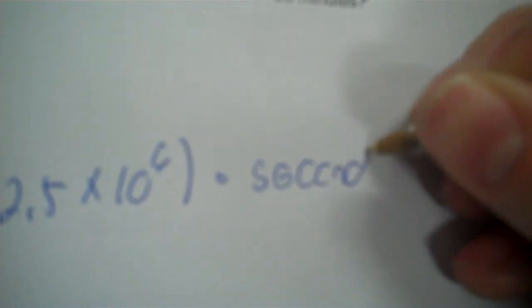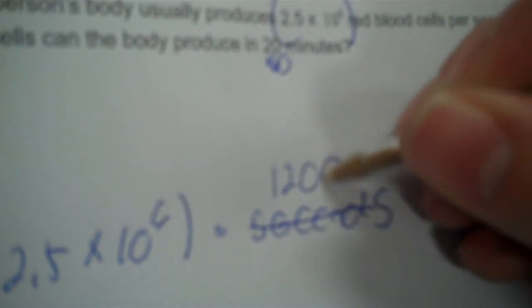Okay, then the last problem, this might be on the test, it might not be. A person's body usually produces 2.5 times 10 to the 6, that's a scientific notation number, red blood cells per second. How many red blood cells can the body produce in 20 minutes? So you take that scientific notation number, and per second means you just times it by seconds. We don't need to use variables and equations to solve this. Now if that's minutes, every one of those minutes is 60 seconds. So you take your 20 times your 60. 20 times 60 is 1,200.